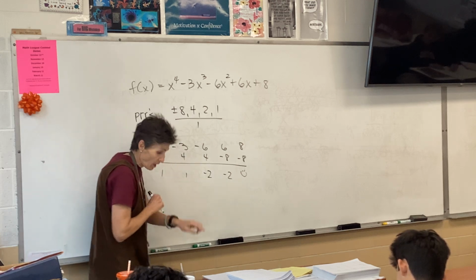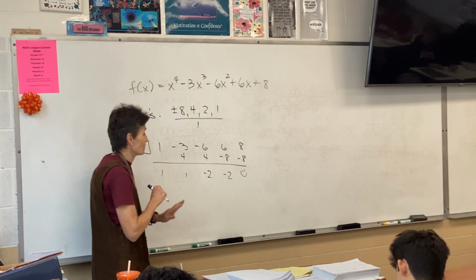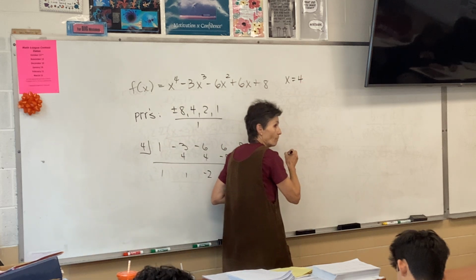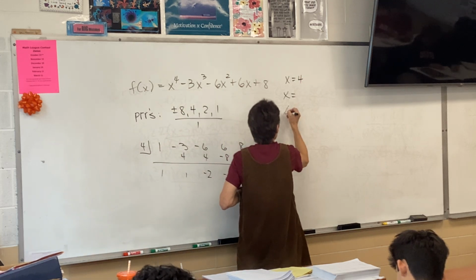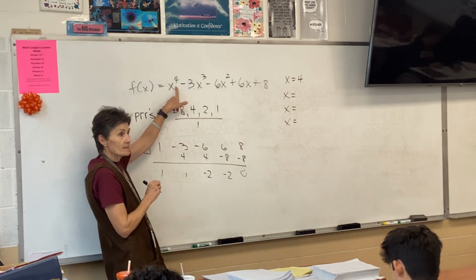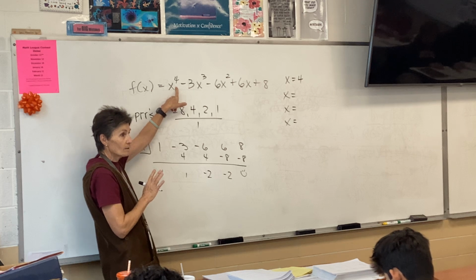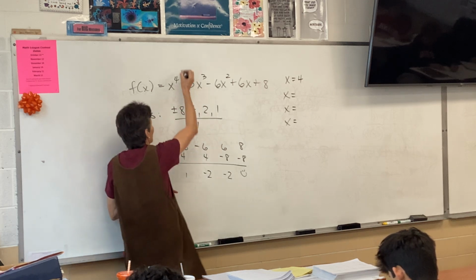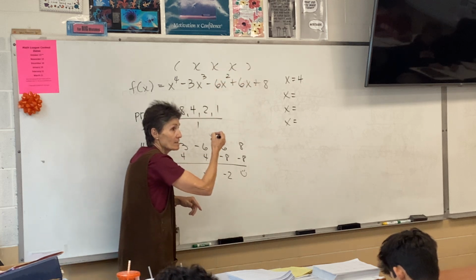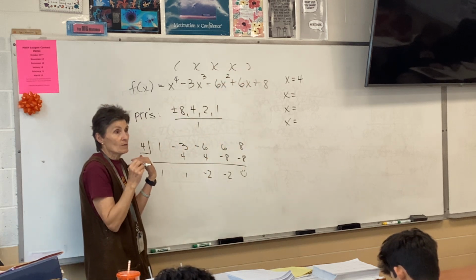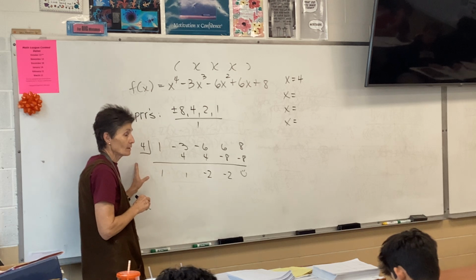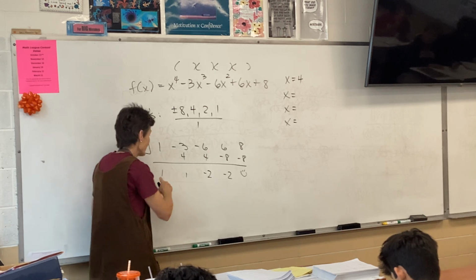So now what does that mean? That means your job was to find the zeros. So one of your zeros is x equals 4. Now, there's going to be 4 of them because this is an x to the 4th. And if you think about it in its factored form, wouldn't there have to be 4 x's, 4 parentheses? So there are going to be 4 answers. You now have 1 of them.